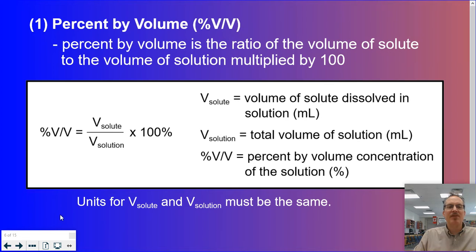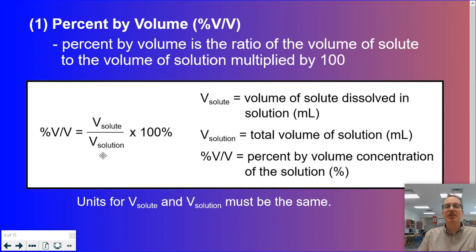Percent by volume, as you can tell by the formula, is the ratio of the volume of the solute divided by the volume of the total solution. This is important. This is solute over solution. This formula has nothing to do with solvent. It's the total solution when you're done.